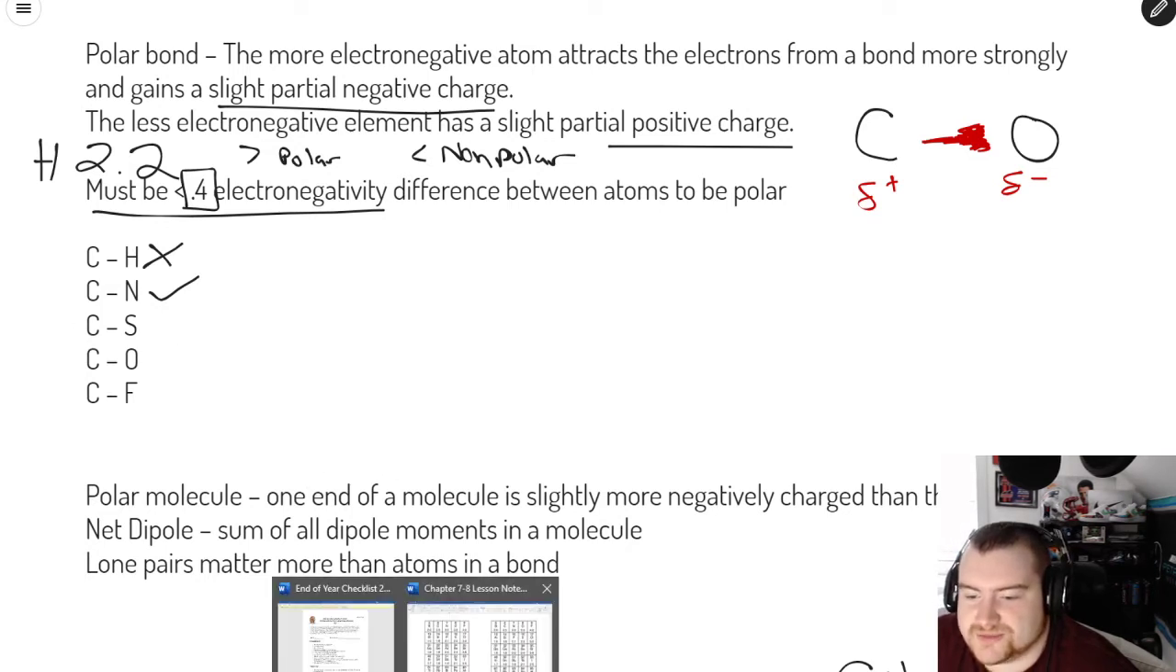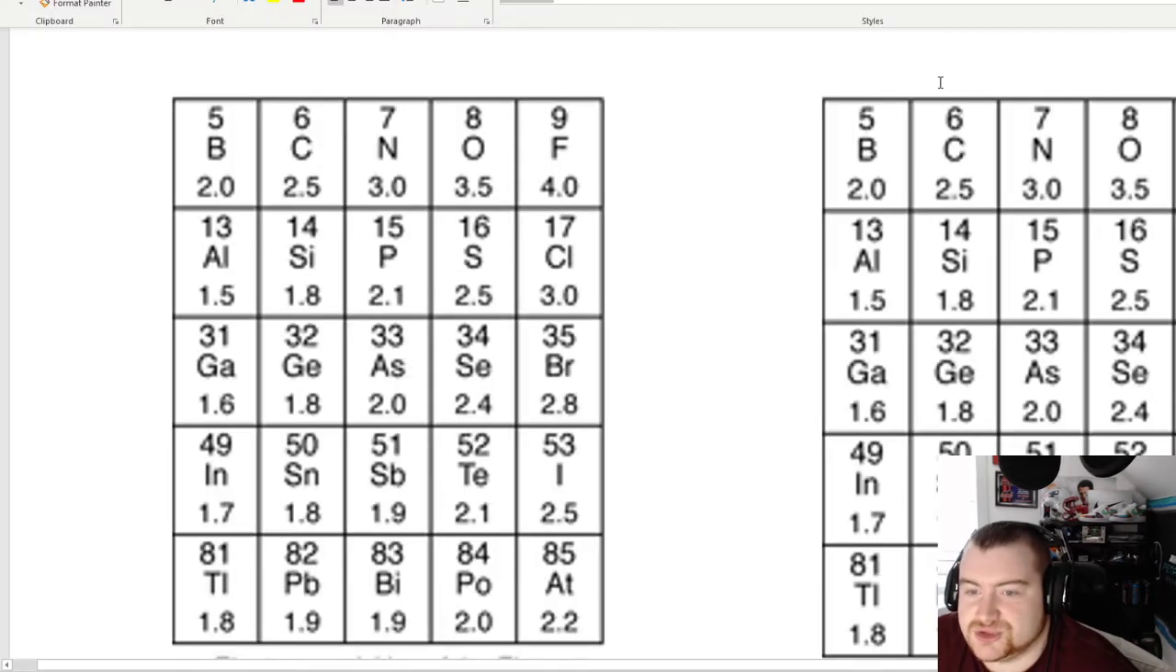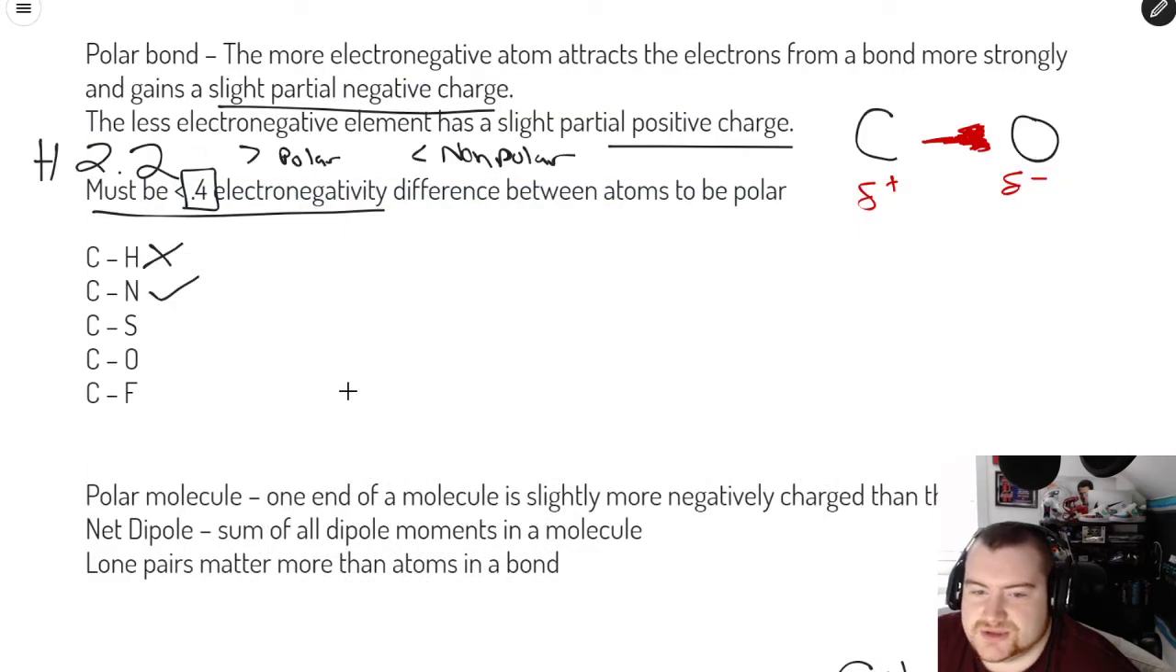Carbon to sulfur. What's sulfur's value? Sulfur's 2.5, carbon's 2.5, so in this case, we'll say no. Carbon to oxygen. Oxygen is 3.5, carbon's 2.5, that is polar. Carbon to fluorine: fluorine's 4, carbon's 2.5, that's polar. So when identifying polar bonds, if it's greater than 0.4, it's polar, and if it's less than, it's nonpolar. And a carbon to hydrogen bond will always be nonpolar. Okay, so that's just identifying the bonds.